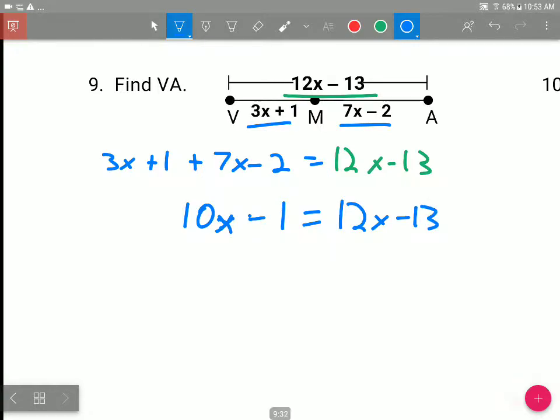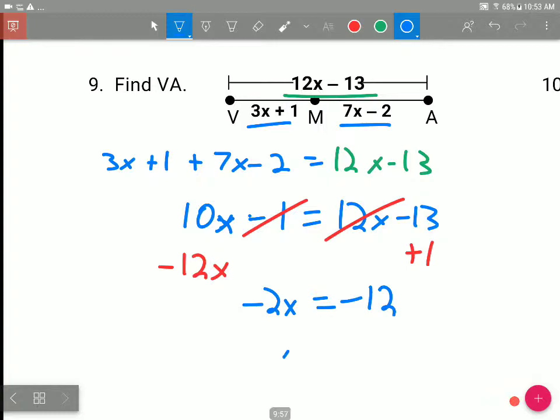And then just like before, x is one way, numbers the other. Which way do you want to move the x's, right or left? Left? Okay. So I'll subtract the 12x, and I'll move the numbers right. So instead of a negative 1, we got to add 1. So how many x's are on the left? Minus 2 x's. How many units are on the right? Minus 12. So therefore, x must equal 6. We just divided both sides by -2.